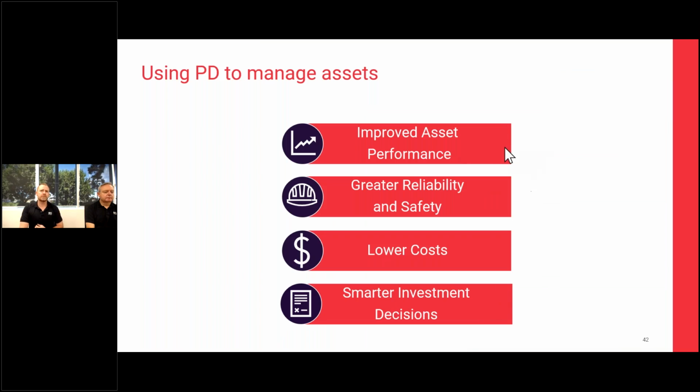So to sum it all up, PD testing and monitoring of cables is going to improve your asset performance, which will give you greater reliability and a safety aspect to your network, which over time will lower costs, and that will give you smarter investment decisions. It'll help prioritize where you spend your money, when you spend your money, and help you with decision making of managing your high voltage network.